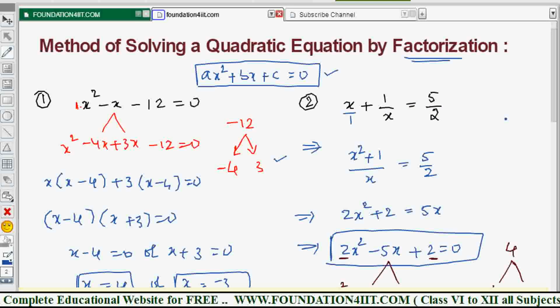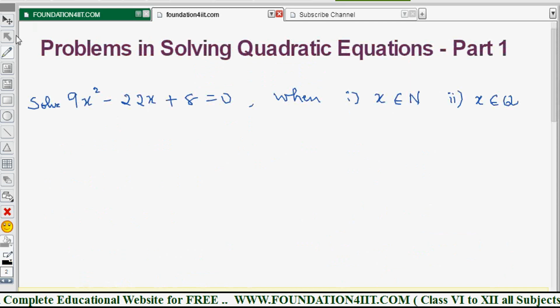So if you know the concept clearly, now I'll show some different examples. Not only simple ones, I'll explain some more, around 5 or 6 problems. Then it's easy for you, whatever type of problem comes in the examination. Now let us see the problems in solving quadratic equations one by one.